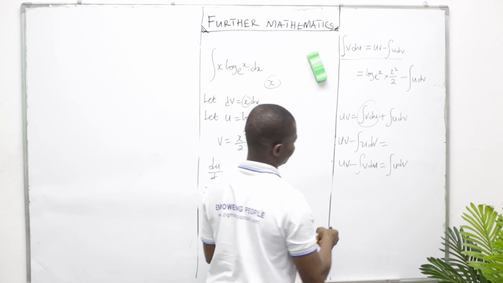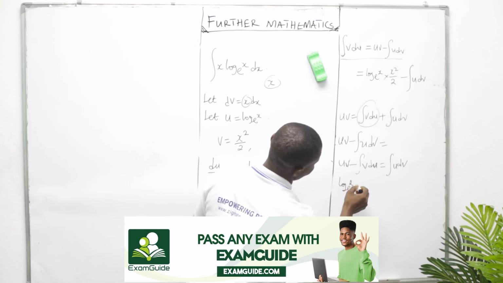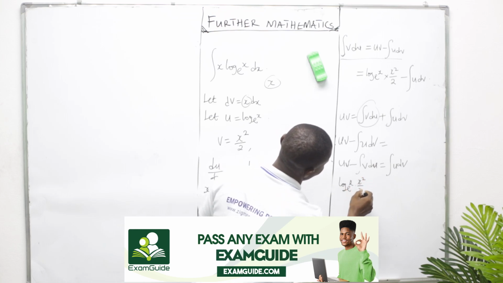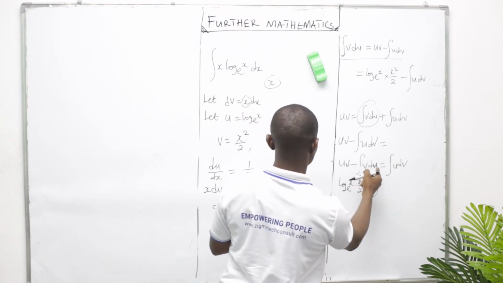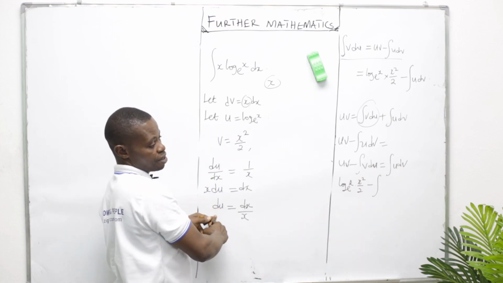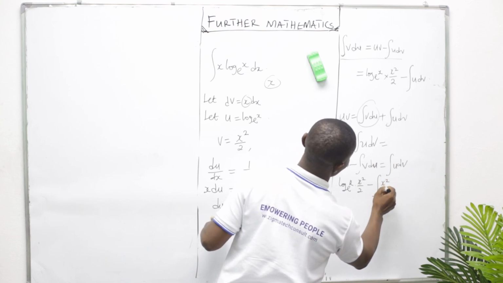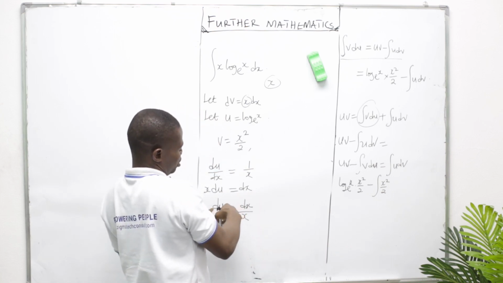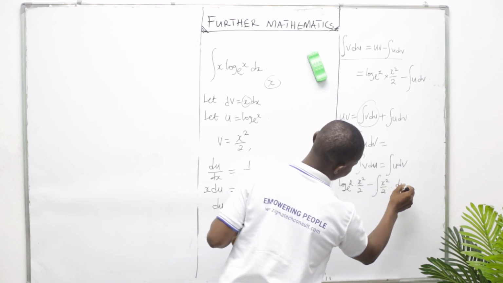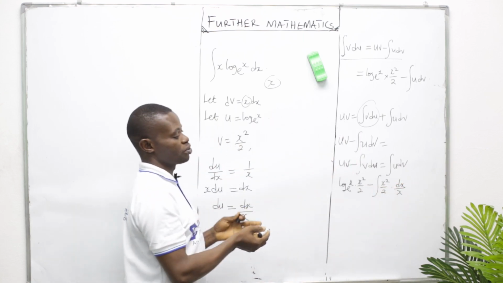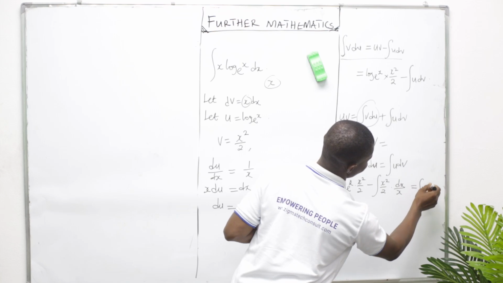For that reason, uv is log x dot x squared all over 2, minus the integral of v du, since I have du here. So what is my v? v equals x squared all over 2. Then what is my du? My du is dx all over x. That's what is going on.